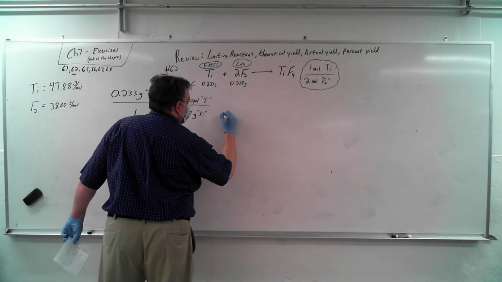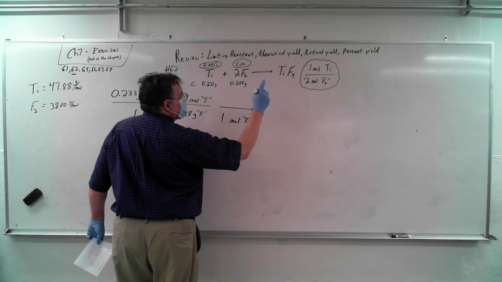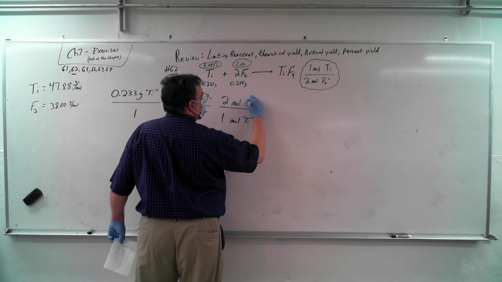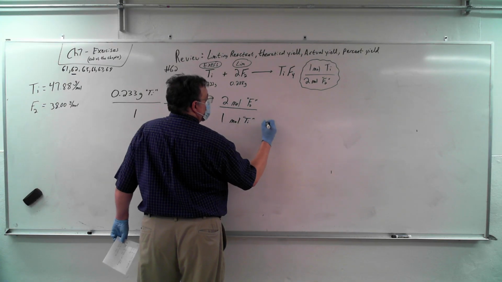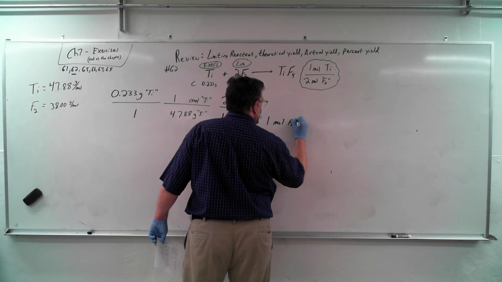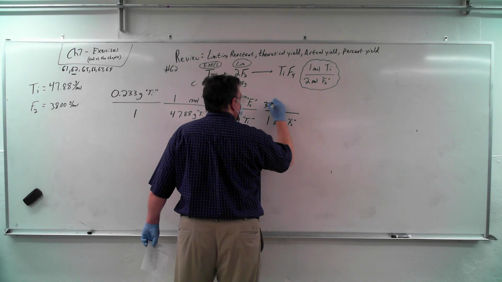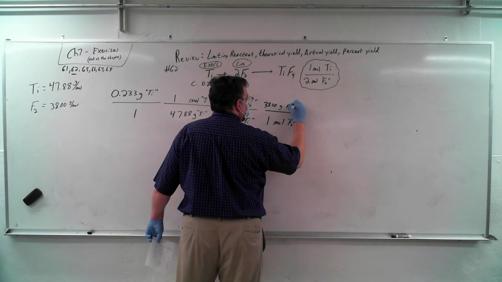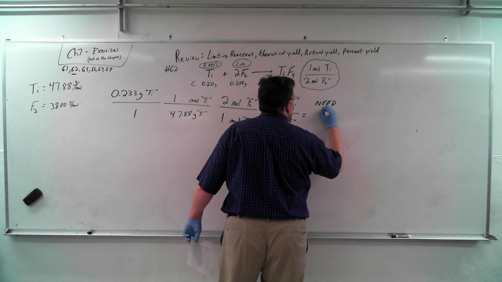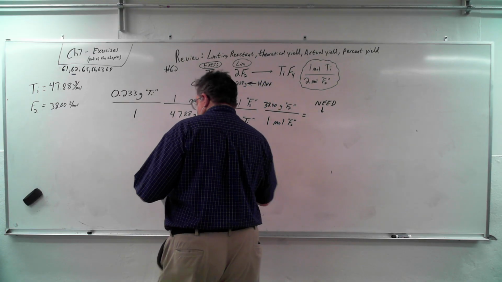Now we're using this. A mole of Ti is... and now 1 mole of F2 is 38 grams of F2. Here's what we have. Here's what we need.